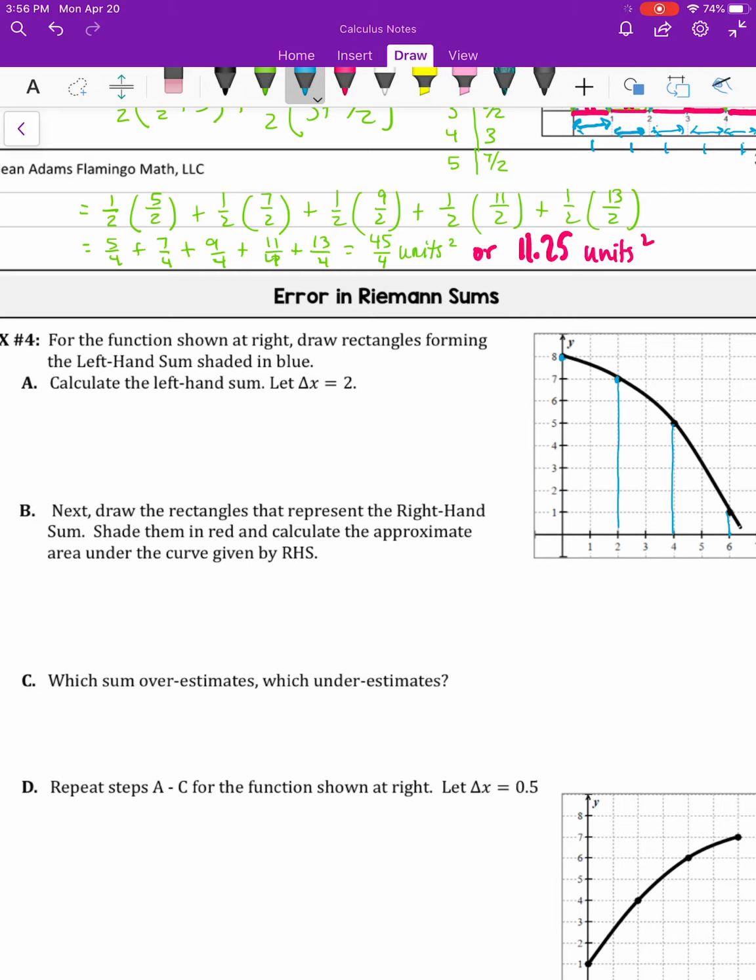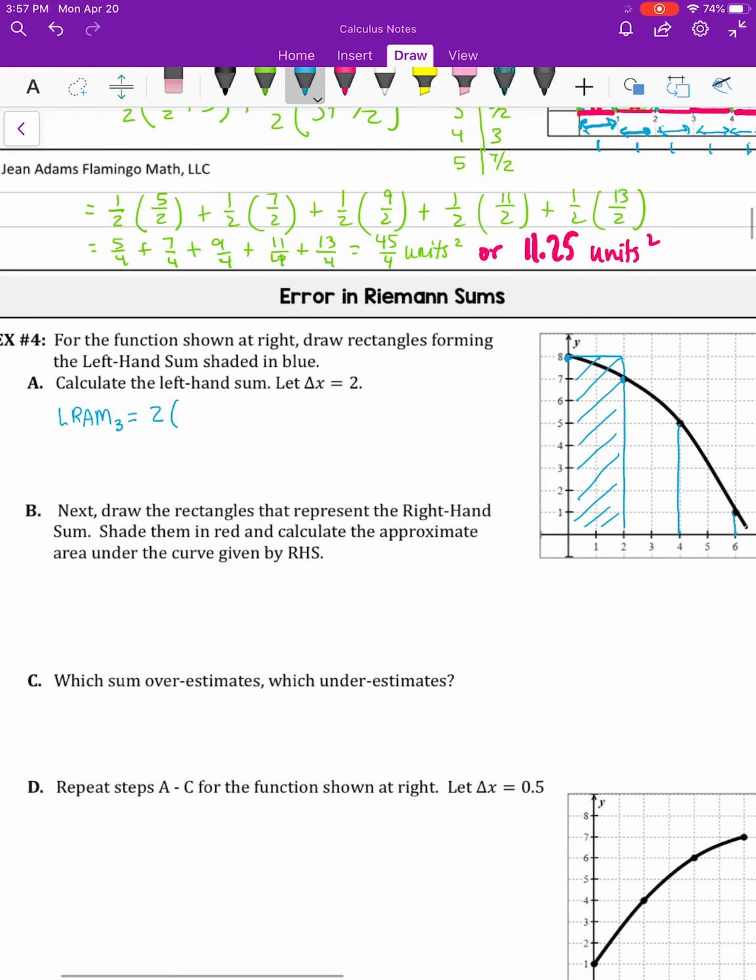So remember, if delta x is 2, that means I'm going by 2's here. So every 2, I'm going to draw my line. I could either choose my left-hand point or my right-hand point. Since they want me to choose my left hand, I'm going to go like this and go across and then down, because this is the rectangle that I'm going to calculate the area of. It's going to have a width of 2 and a height of 8, because that's my left-hand side.